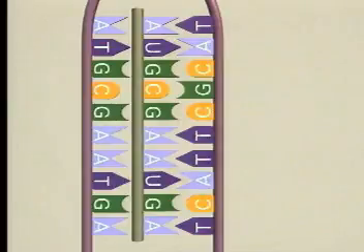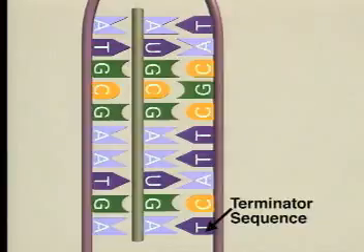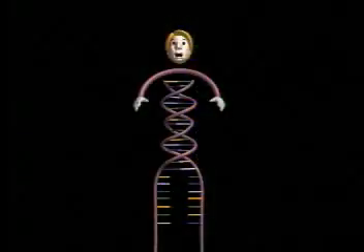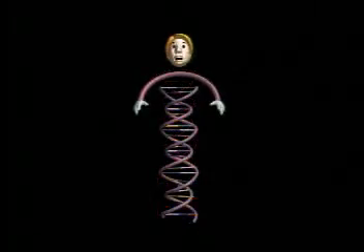Now the enzyme reaches a termination code, which indicates the transcription process is over. The new RNA strand, messenger RNA or mRNA, leaves the nucleus. The DNA reforms using the original hydrogen bonds with the nucleotides on the opposite strand. That's pretty amazing.